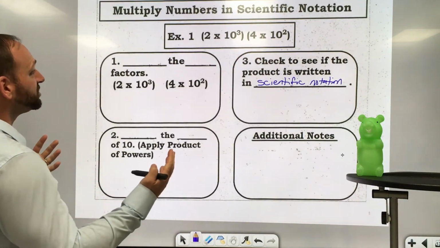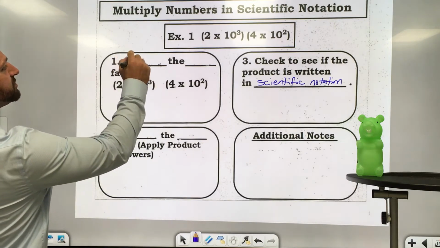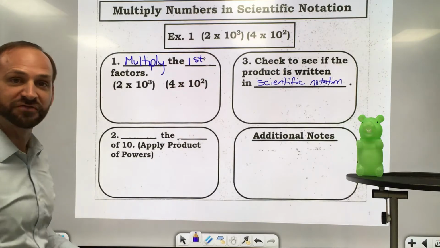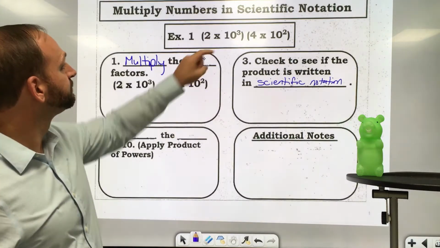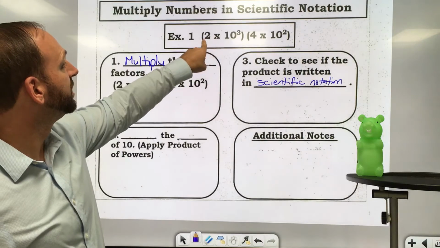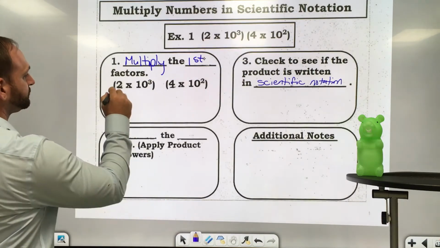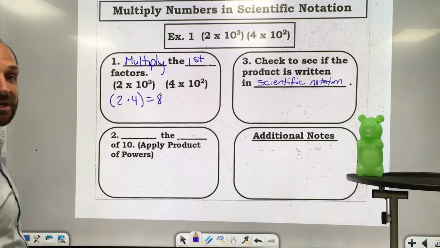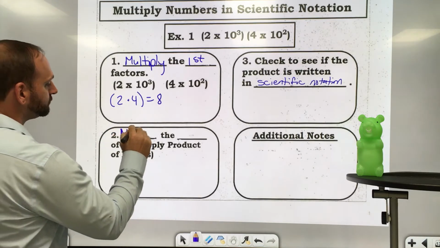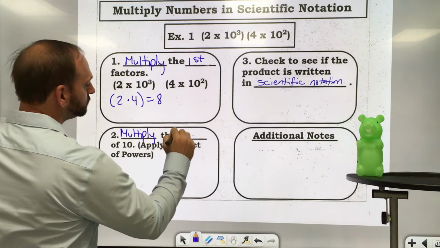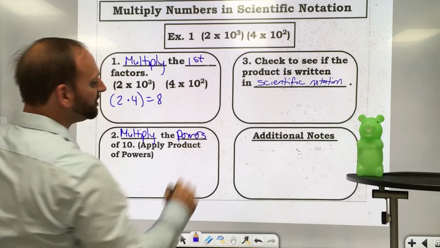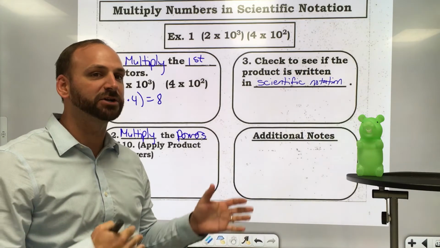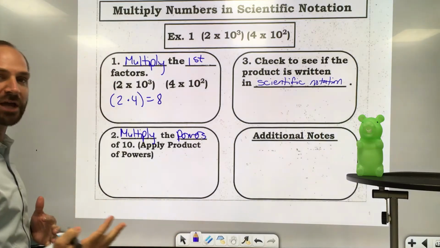And so what I teach my students is, first thing we're going to do is multiply the first factors. So the first factor of each term, 2 and 4, would equal 8. Next, we're going to multiply the powers of 10. And this is why we learned the rules of exponents prior to scientific notation, because we're going to be applying those rules here.